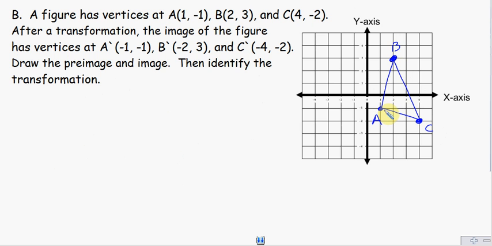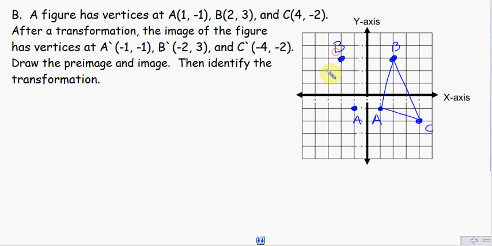Now I want to draw the image itself. So I go back here. Here's A prime, B prime, C prime. Okay, so A is negative 1, negative 1. There's A again. Got it right at the same spot I did here. B prime is negative 2, 3. So negative 1, negative 2, and then 1, 2, 3.